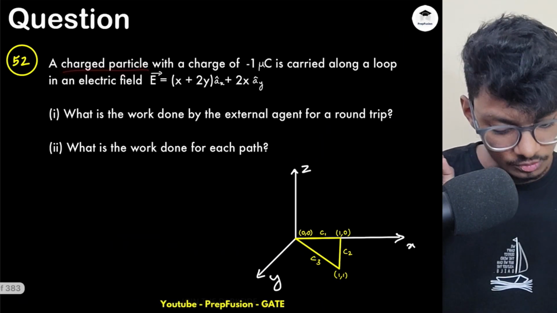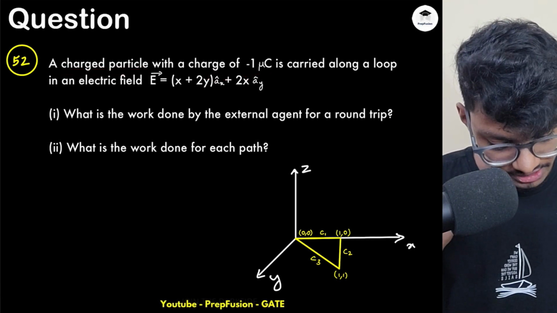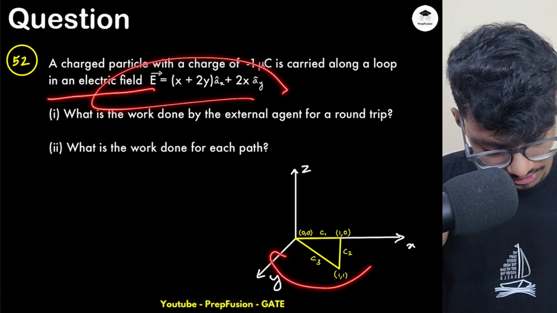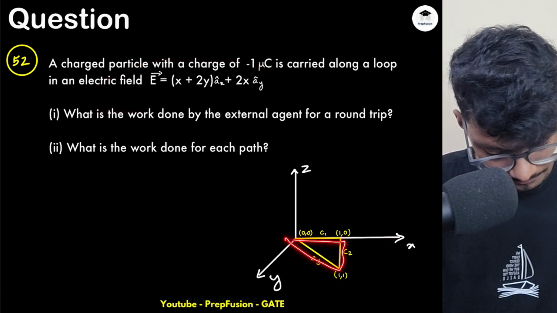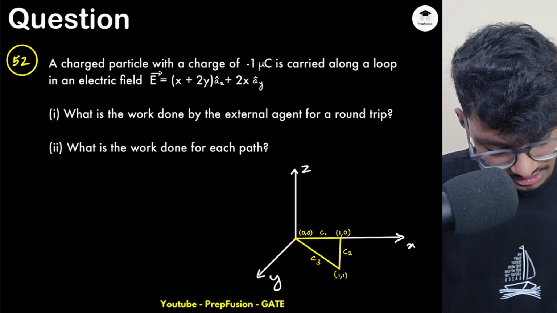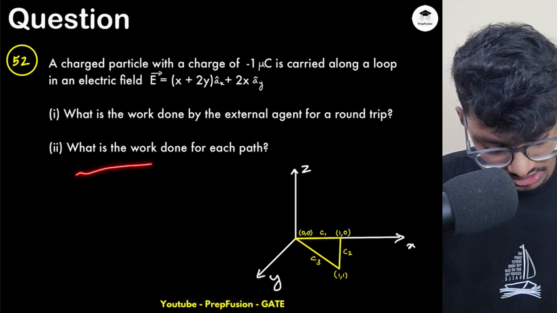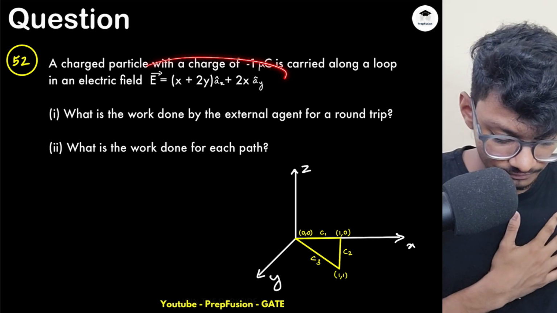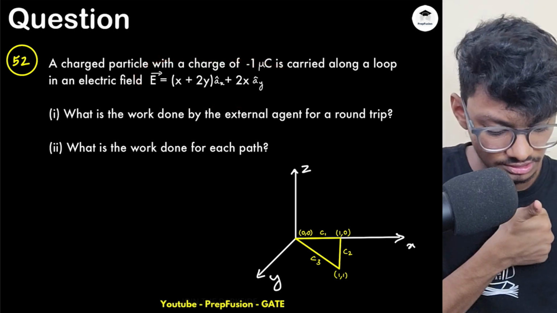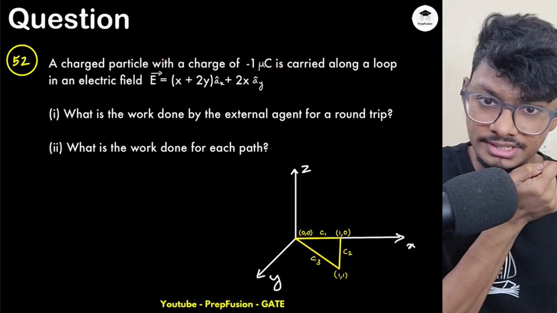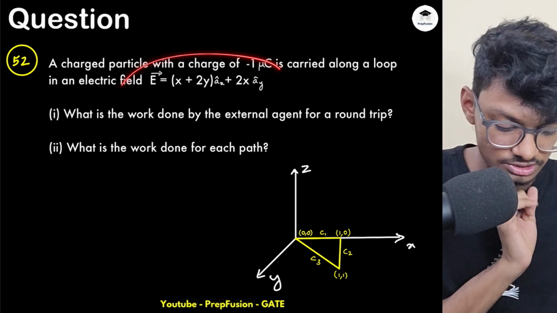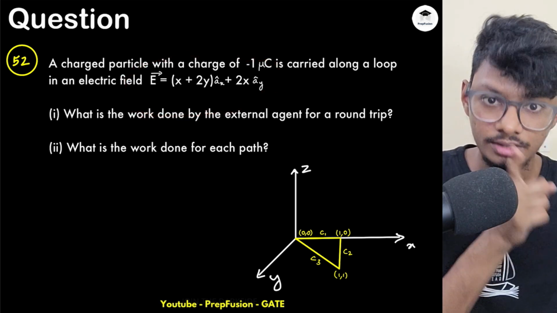A charged particle with a charge of minus 1 microcoulomb is carried along a loop in an electric field E, like this. What is the work done by the external agent for a round trip? What is the work done for each path? Now, an important point to note: if the electric field is conservative in nature, then the overall work done in a loop will be 0. There will be no work done. If the electric field is not conservative in nature, then the work done will not be 0.